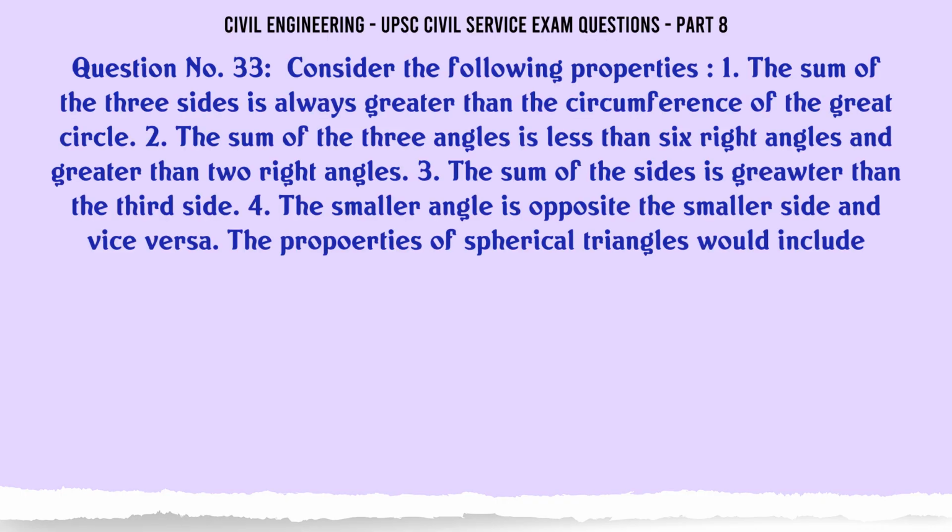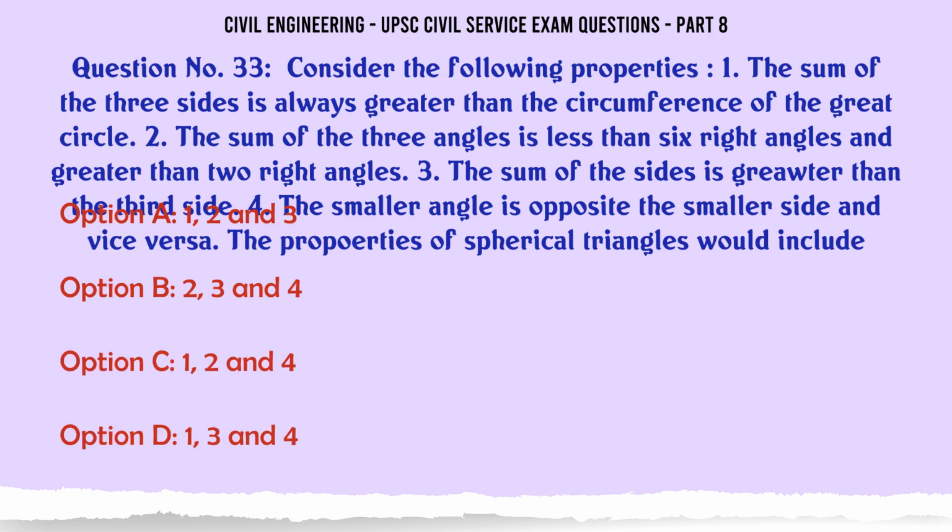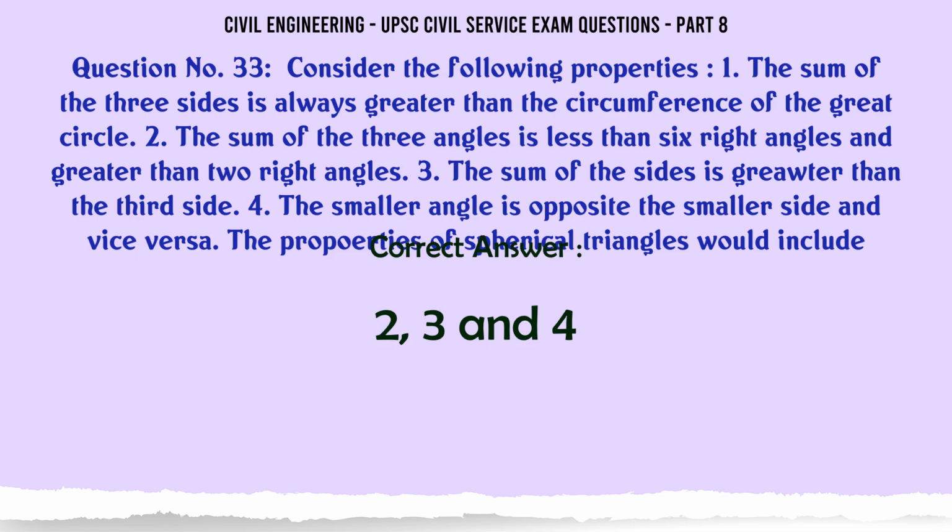Consider the following properties. 1. The sum of the three sides is always greater than the circumference of the great circle. 2. The sum of the three angles is less than 6 right angles and greater than 2 right angles. 3. The sum of the sides is greater than the third side. 4. The smaller angle is opposite the smaller side and vice versa. The properties of spherical triangles would include A. 1, 2 and 3, B. 2, 3 and 4, C. 1, 2 and 4, D. 1, 3 and 4. The correct answer is 2, 3 and 4.